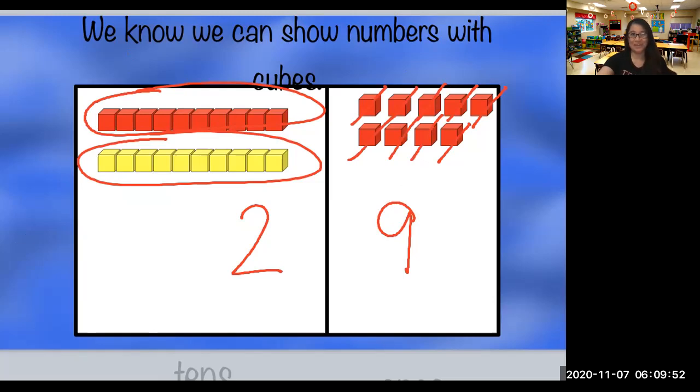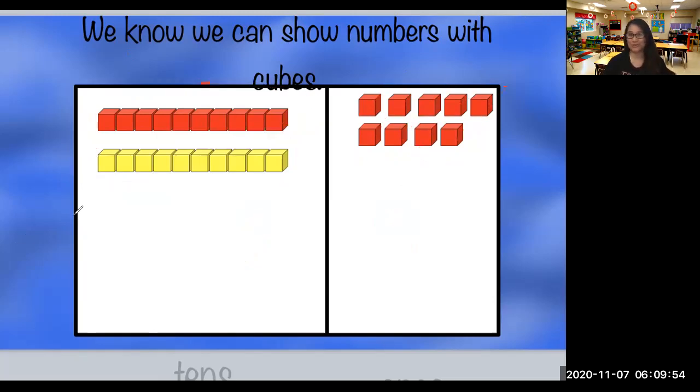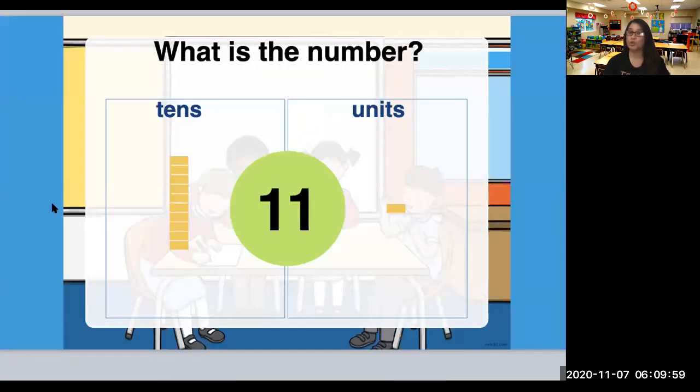Awesome job. Very good. Now let me show you some examples here. Oh, what is the number? I see one group of 10 and 1 ones. Now, remember, you might be wondering, why is there a word units here? Another term for the word ones is units. Now, going back, we have one group of 10 and 1 ones.